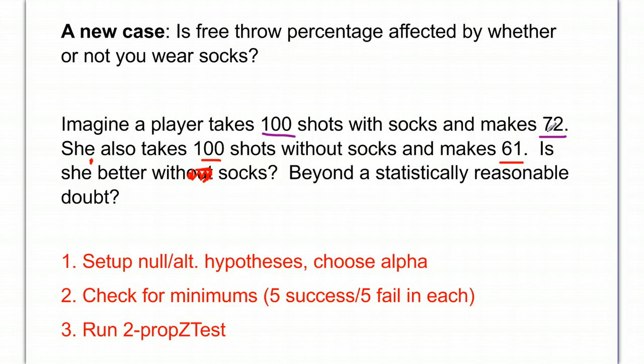Yeah, I would say it looks from here that she's better with socks, but we haven't statistically proven it. Is it beyond a statistically reasonable doubt? Let's figure it out. The first step is to set up our hypotheses and choose our alpha value. The next step is to make sure that we have our minimum conditions met, and these are very similar to chi-squared minimum conditions. And the third thing is to actually run the test.